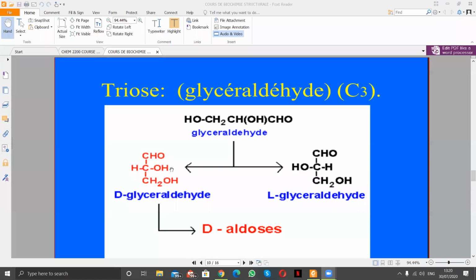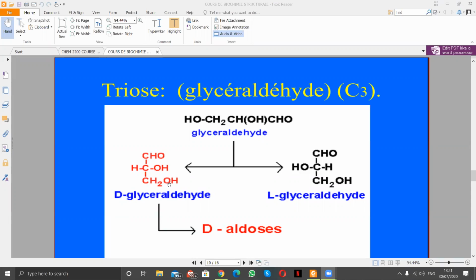For you to determine the D and L, this is the configuration of the D and L in carbohydrates. I'll emphasize this: you need to look at the carbon asymmetry. A carbon asymmetry is simply a carbon which carries 4 different constituents or elements or radicals. They say radicals in French.